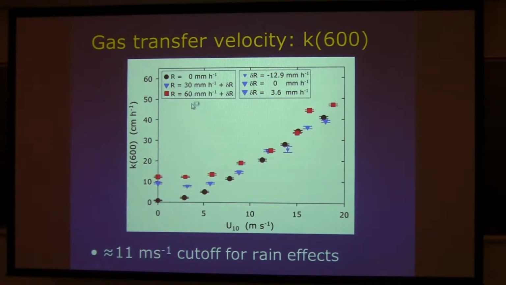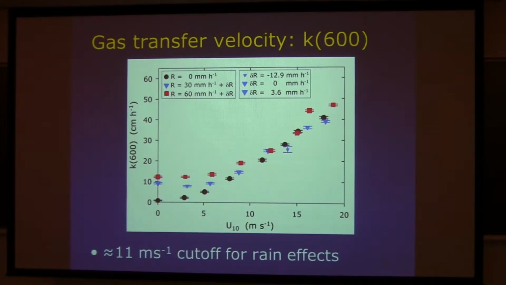So shown here is the gas transfer velocity from the SF6 measurements, normalized to a Schmidt number of 600 on the y-axis as a function of the 10-meter wind speed. The tank measured wind speeds were scaled to a height of 10 meters using the law of the wall. And the symbol scheme here is no rain experiments are shown in black. A 30 millimeter per hour tank average rain rate is shown in blue, and a 60 millimeter per hour rain rate is shown in red.